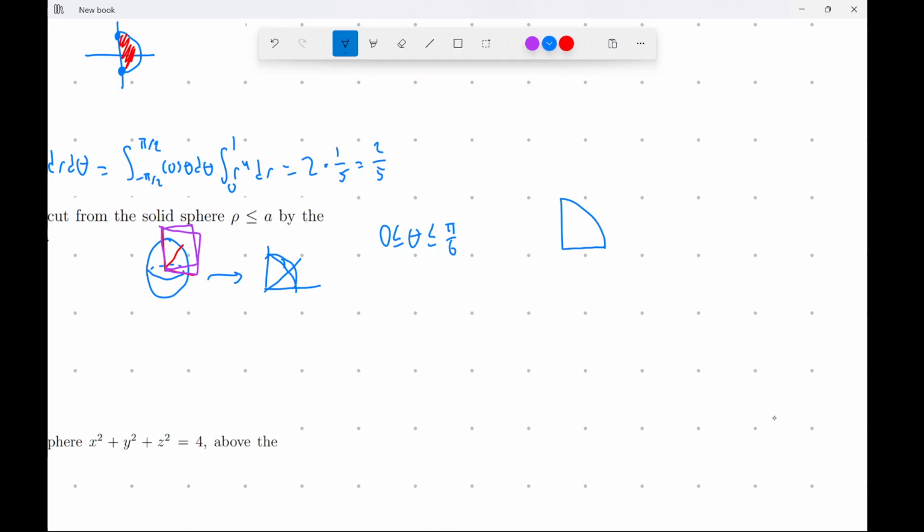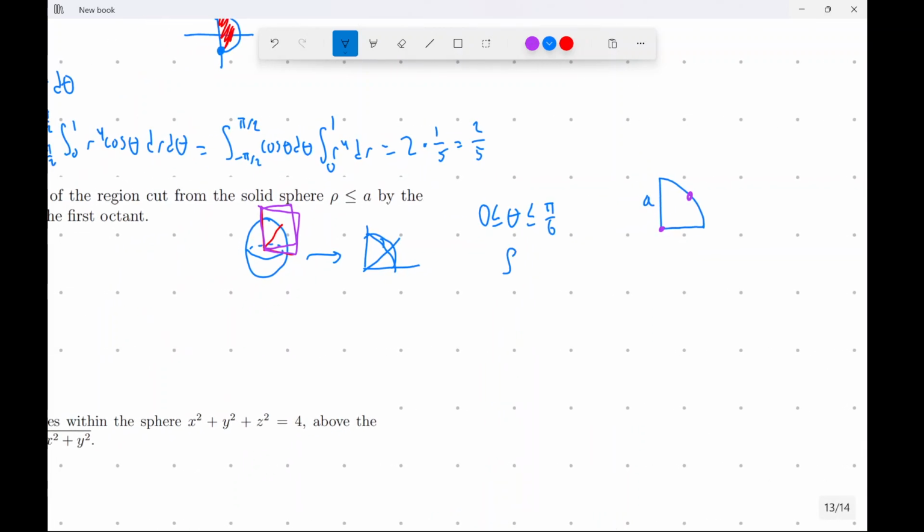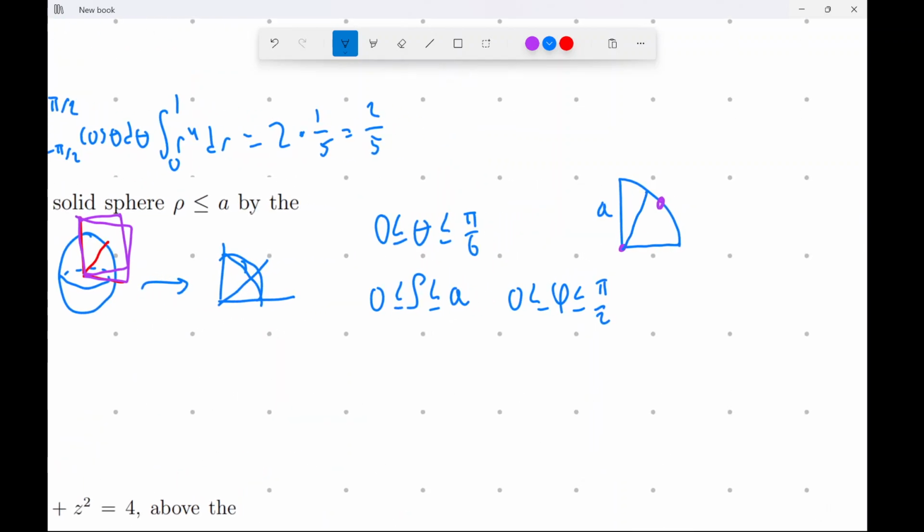We know that this angle here can range from straight up to straight horizontal, like that. And then we know that the radius goes from 0 to a. Remember, this has a radius of a. So that tells me that rho goes between 0 and a. And then phi goes from 0 to pi over 2, because here, when we're in spherical coordinates, this angle is phi.